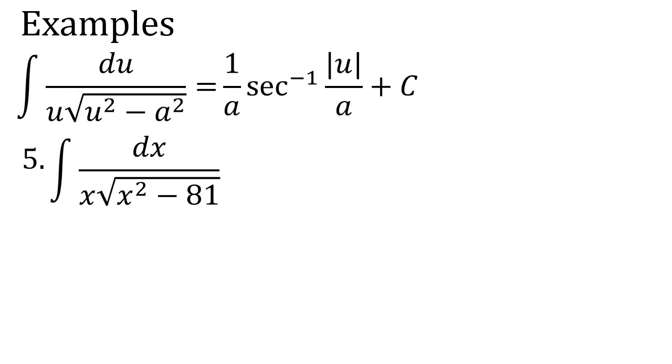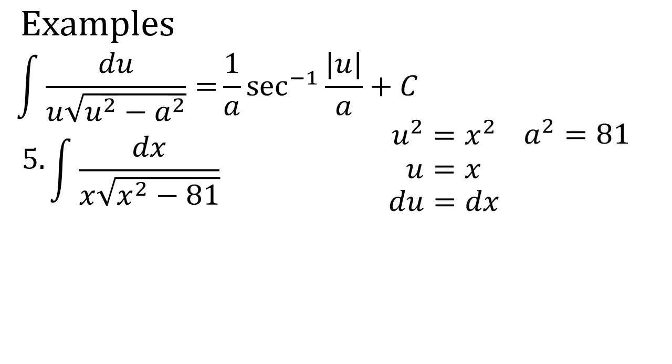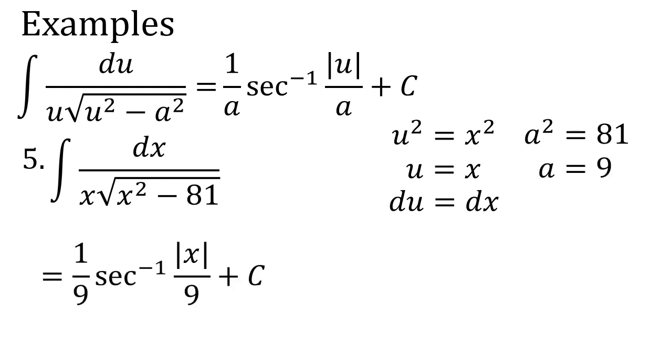For our fifth example, we have the integral of dx over x times square root of x squared minus 81. So this example is in the pattern of the integral of du over u times square root of u squared minus a squared, and its integral will be 1 over a arc secant absolute value of u over a plus c. So our u squared is equal to x squared, so u is equal to x and du is equal to dx. A squared is equal to 81, so a is equal to 9. So our answer will be 1 over 9 arc secant absolute value of x over 9 plus c.